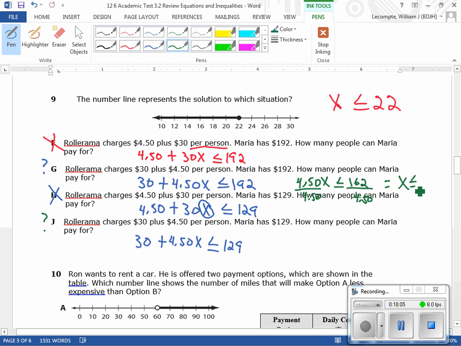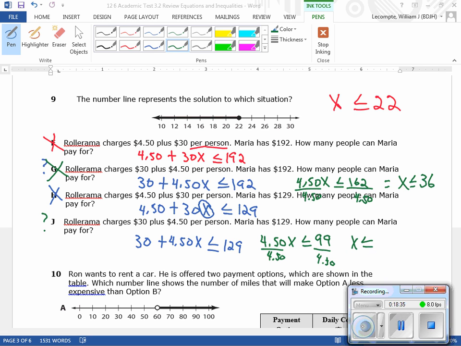But let's confirm that J gives us 22. So if I subtract 30 from 129, I get 99. So we're going to have $4.50 X is less than or equal to 99. And I divide 99 by $4.50. That gives me X is less than or equal to, goodness. All right, and so 99 divided by $4.50 is 22. So J would be my correct answer.